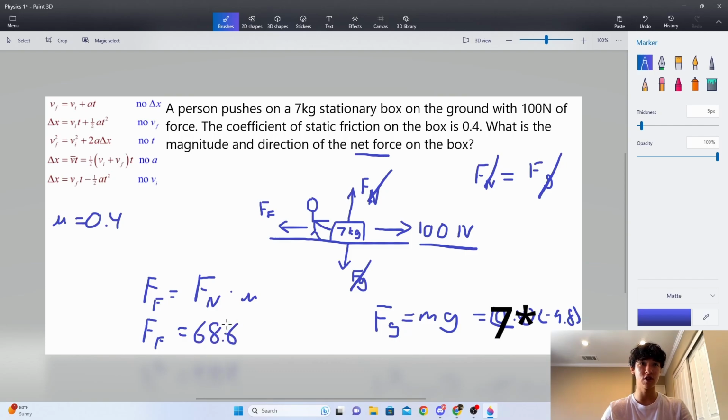And because we're using normal force, we know that it's positive because our normal force is going up. So 68.6 times 0.4, which is our coefficient of friction, or mu, and that is our frictional force. So what is that value going to equal? Negative 27.44. Okay? Now, whoa, these two values were positive. So why is this negative? Well, the reason why is simply because it's going towards the left, and this 100 is going to the right.